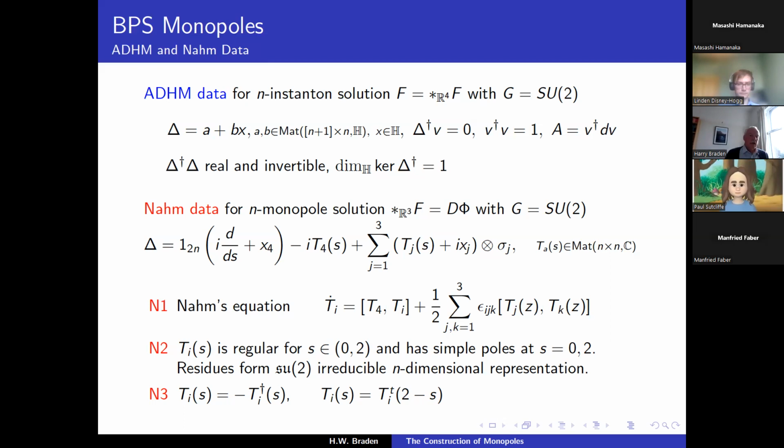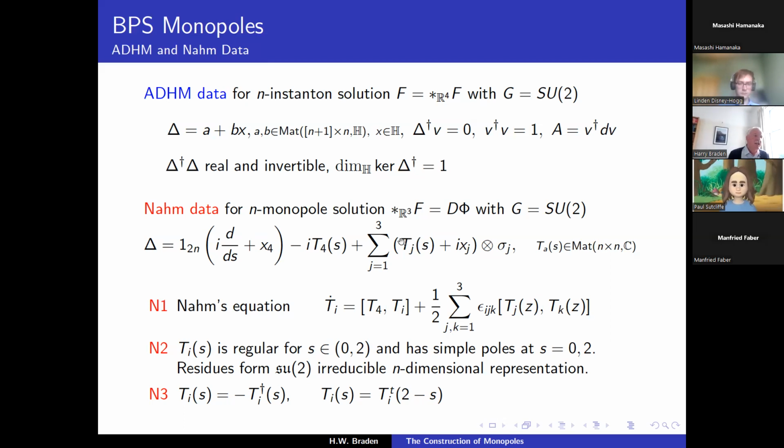So Paul reviewed that in his talk, and Werner Nahm's generalization or modification of that to construct the monopole solutions was to change this from being matrices to an ordinary differential equation that I've written down here.